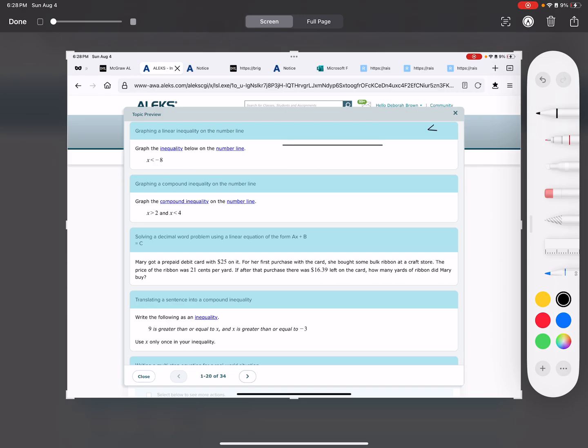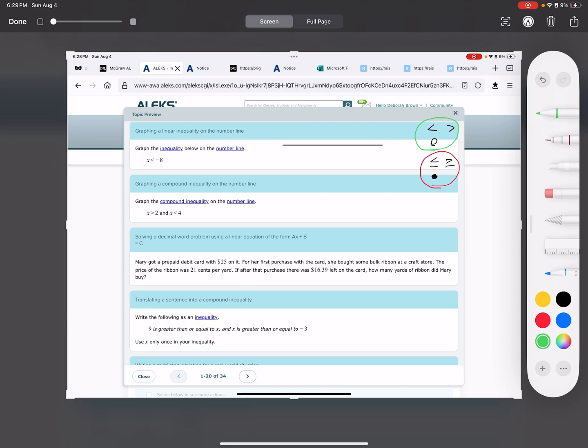Okay, less than is going to give you an open circle, and greater than is going to give you an open circle. Less than or equal to and greater than or equal to is going to give you a closed circle. This means that it can touch. This means that it touches the value. This means it gets really, really close to it, but doesn't touch.